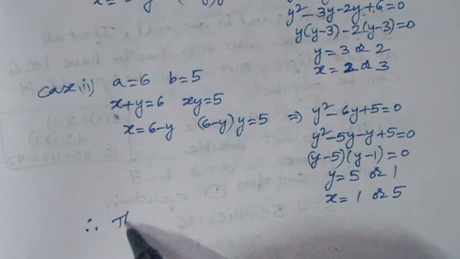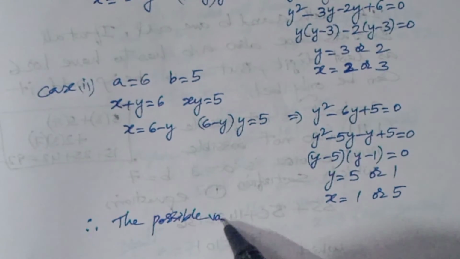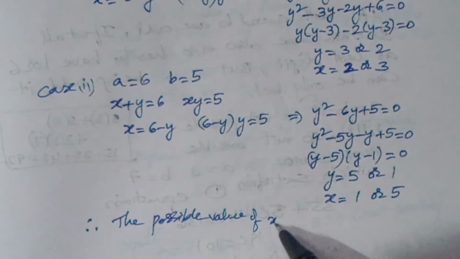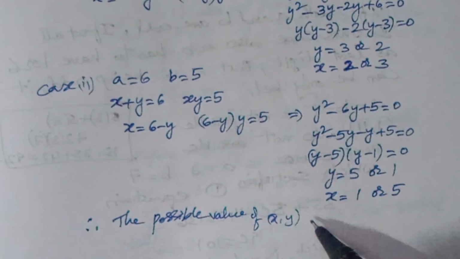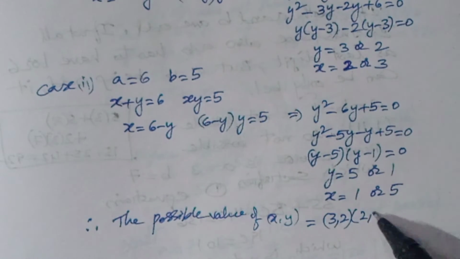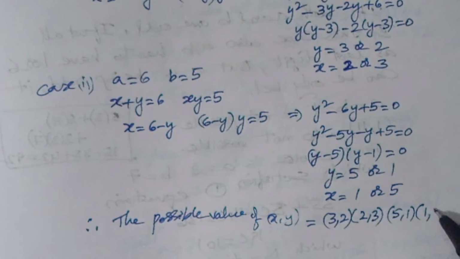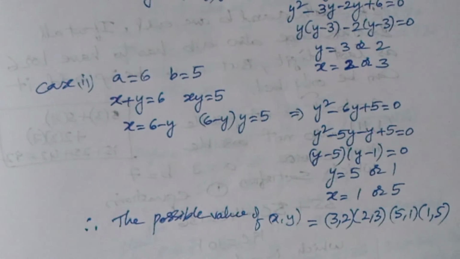Therefore, the possible values of x comma y are: 3 comma 2, 2 comma 3, 5 comma 1, 1 comma 5.